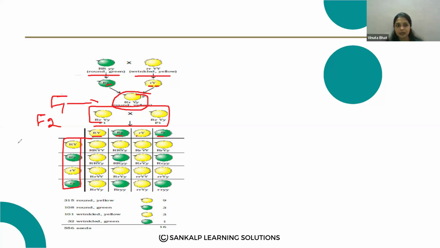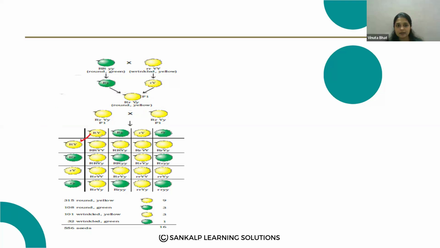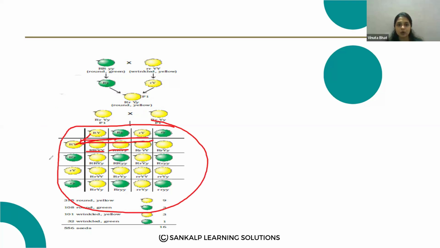Okay. Then you can write the, so just add these two and write here. Add these two and write here. Then this one, then this one. So this is the checkerboard of the F2 generation plants.